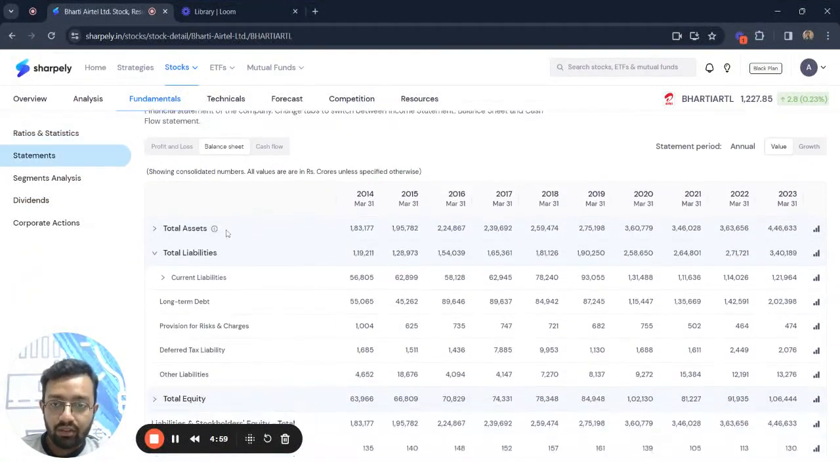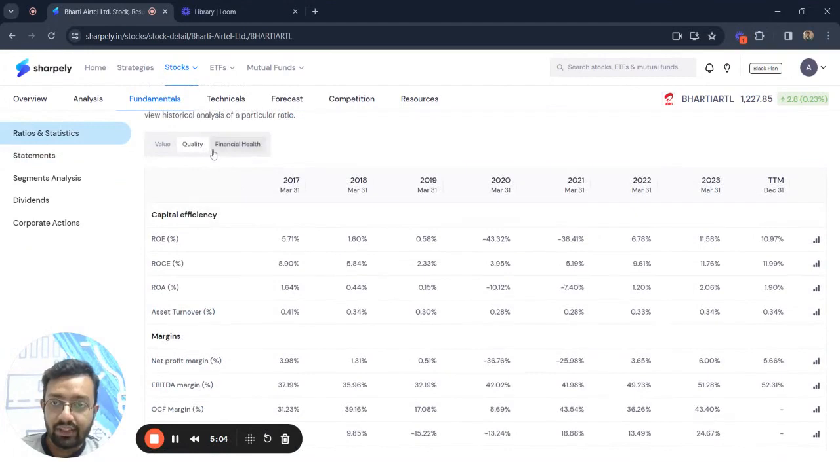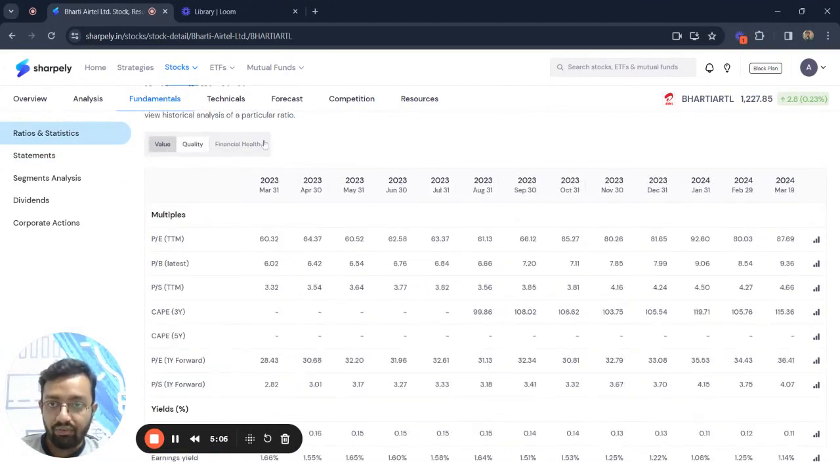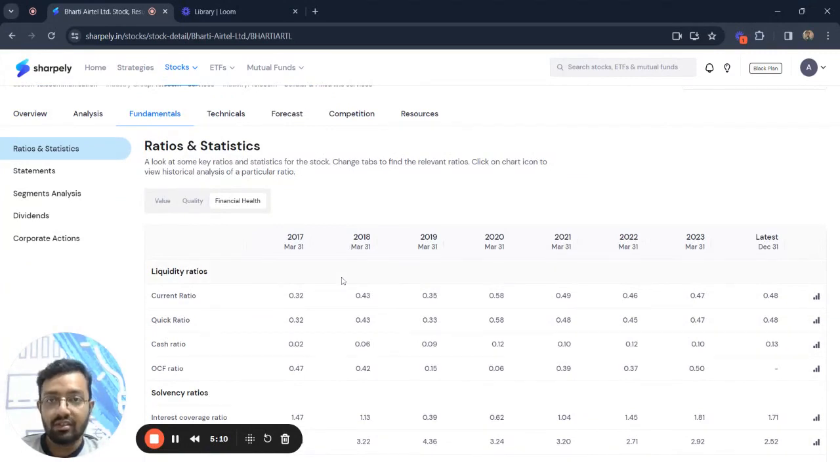We just do not provide the raw financial data like financial statements. You can see all the key metrics of different factors that are just a glance away. So we hope this video will be useful and you will be able to analyze the company fundamentally using Sharpley's tools.